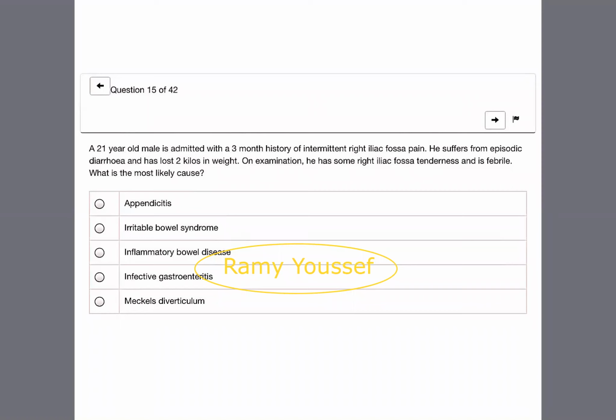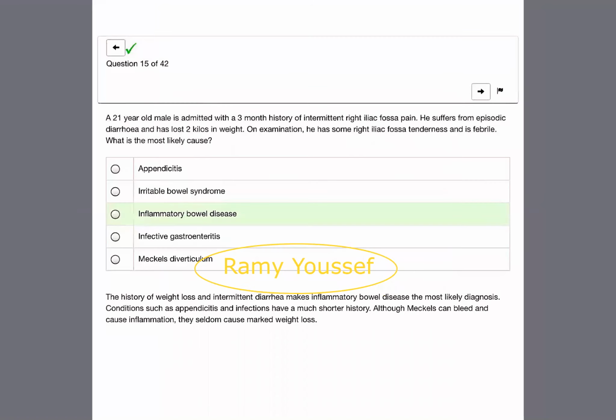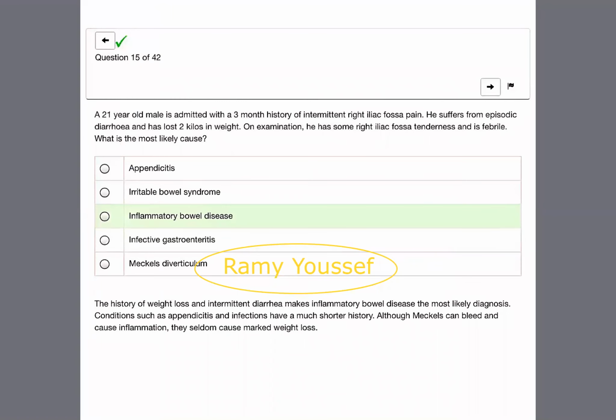So it is inflammatory bowel disease, especially Crohn's disease, because it causes terminal ileitis and gives a picture that mimics the pain of appendicitis. And many cases are missed. Actually, we just discover intraoperatively that it is terminal ileitis and not appendicitis. Okay.